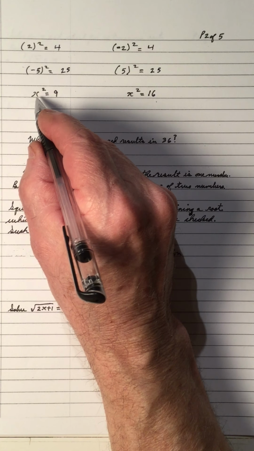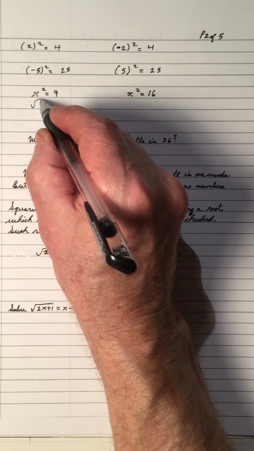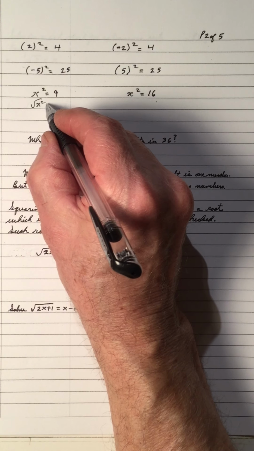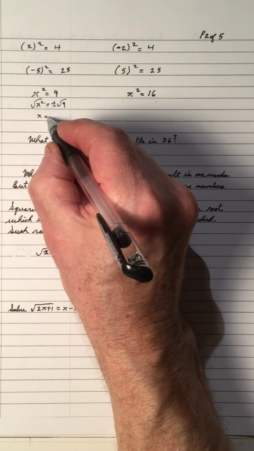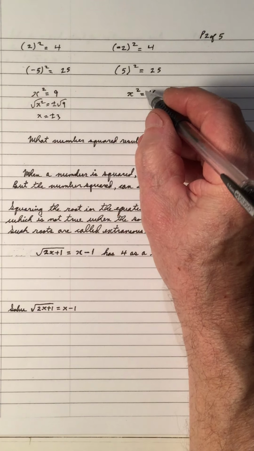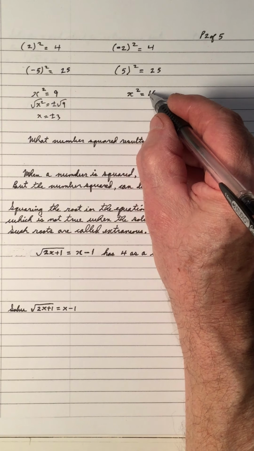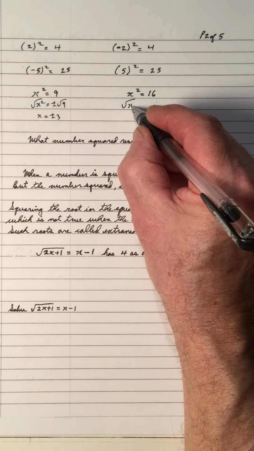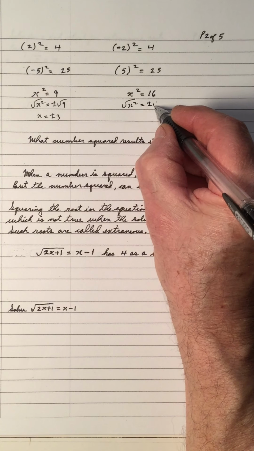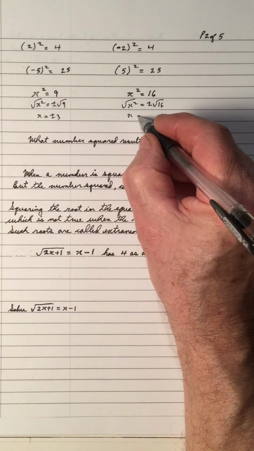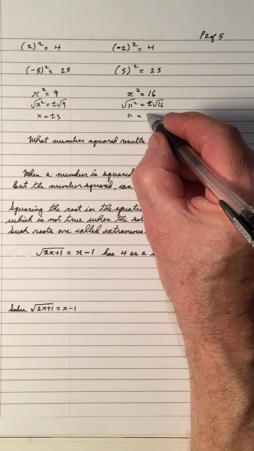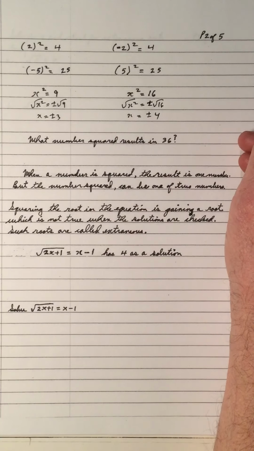And notice now we have x squared equals 9, so the square root of x squared is plus or minus the square root of 9. So x equals plus or minus 3. If x squared is 16, the square root of x squared equals plus or minus the root of 16. The root of x squared is x, and it's plus or minus 4.